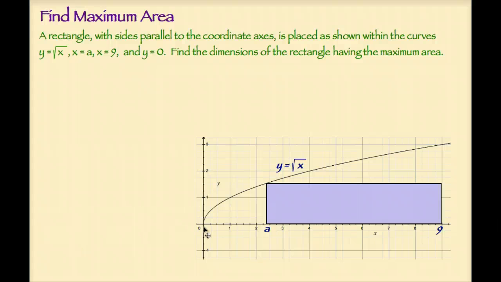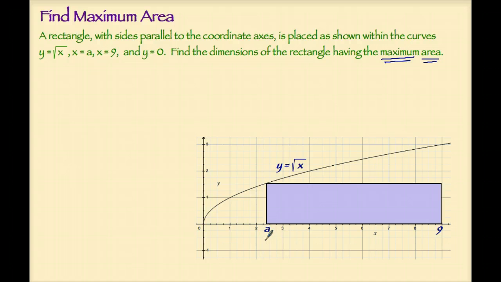In this last example, we're going to find maximum area. A rectangle with sides parallel to the coordinate axes is placed as shown within the curves of y equals the square root of x, the vertical line x equals a, and the vertical line x equals 9, and the horizontal line y equals 0, which is just the x-axis. Find the dimensions of the rectangle having the maximum area. So we're going to come up with an area formula for this rectangle, take the derivative in order to find the maximum area, or find the dimensions which would yield the maximum area.